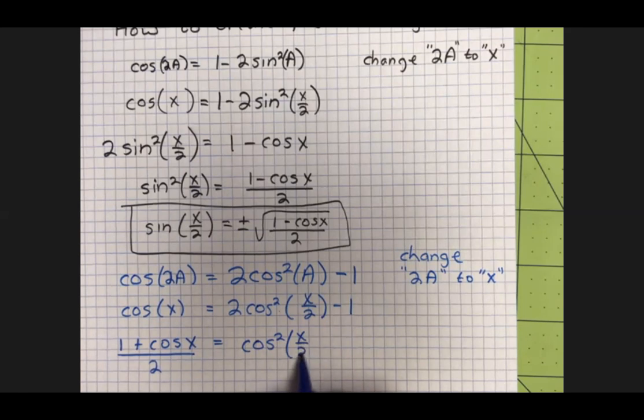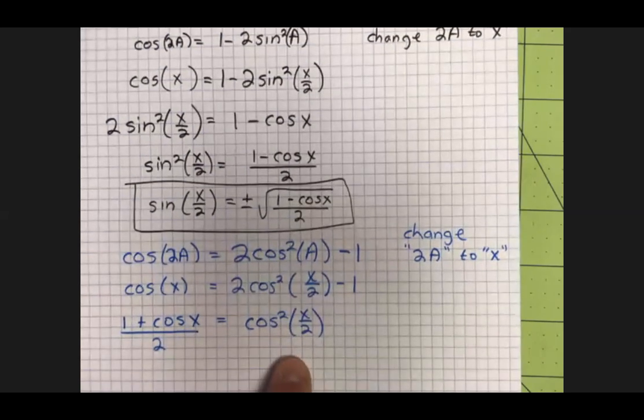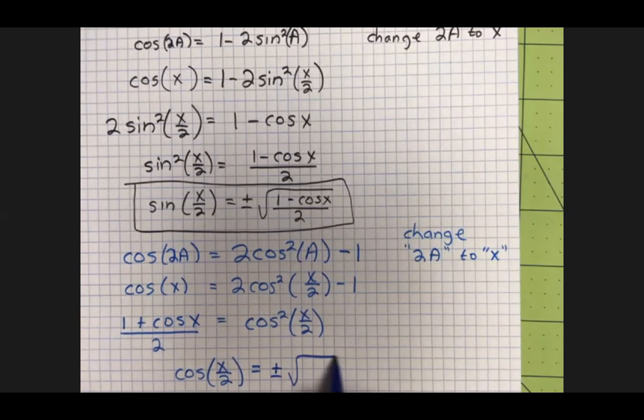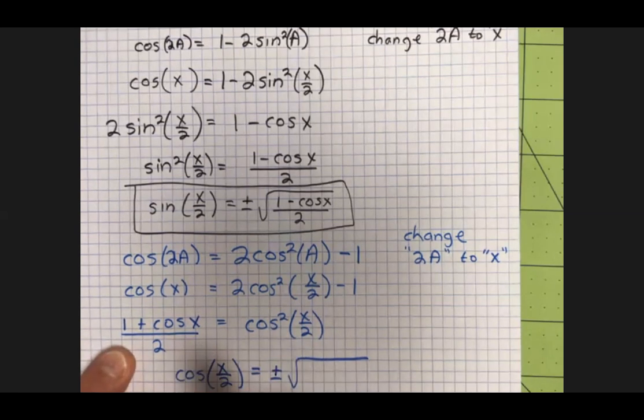And then to finish the job, you have to take the square root of both sides. And when you do that, you have to admit that the cosine of x over 2 could be plus or minus the square root of this number. So plus or minus the square root of (1 minus cos x) over 2.